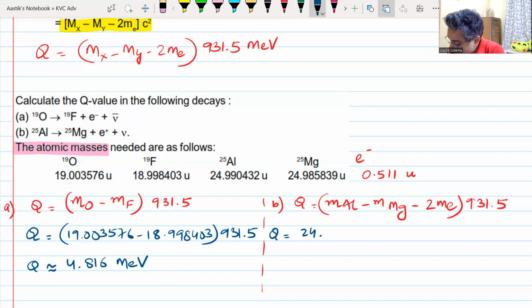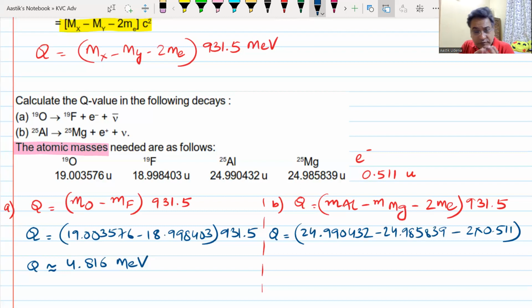The mass of aluminium is 24.990432, minus the mass of Mg atom, 24.985839, minus 2 into 0.511. Masses are like this. If this question comes in an examination hall, they might not give you so precise values, they might just give you approximate values. Multiplied by 931.5, the Q value for this reaction is going to come as 3.254. So this is how it has to be done.